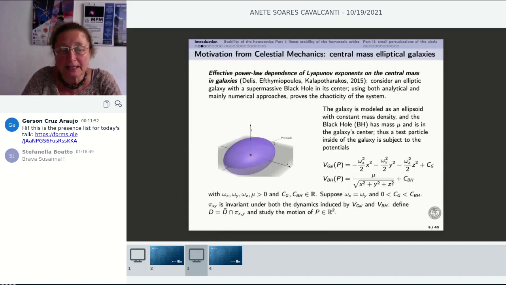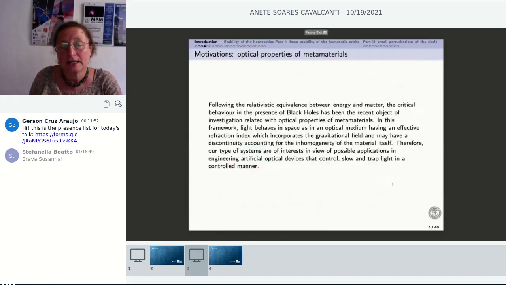For a symmetry reason, we can study a planar case, if we think, for example, of taking the intersection with the XY plane. And we study the motion of a particle in R2.